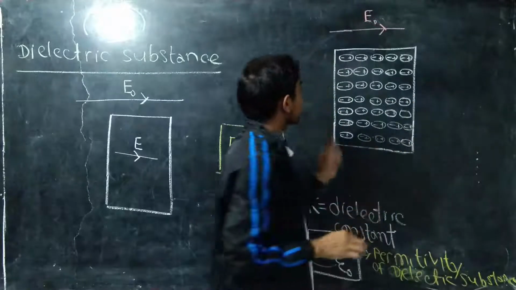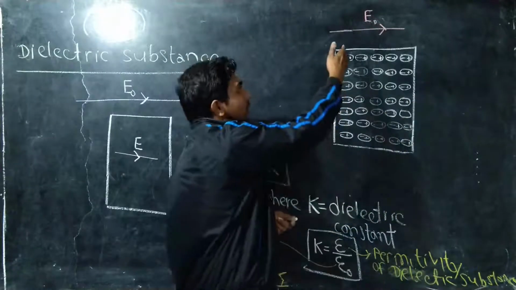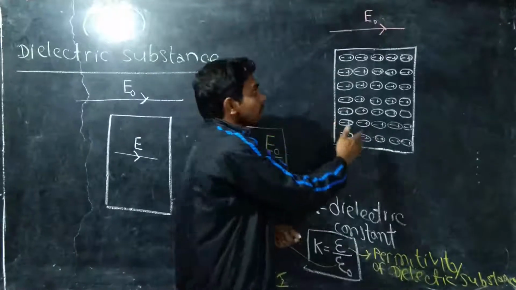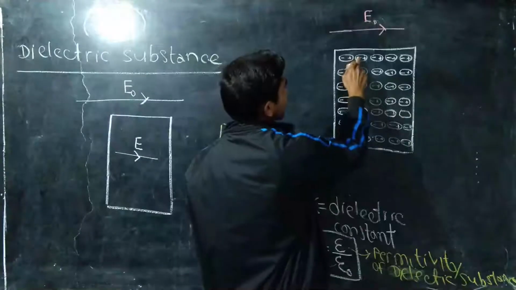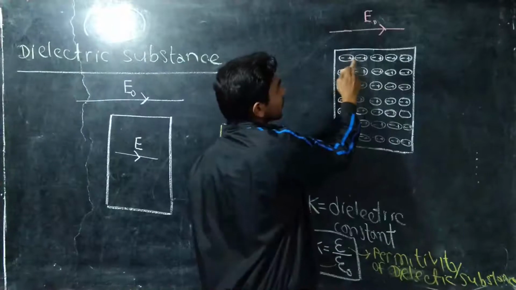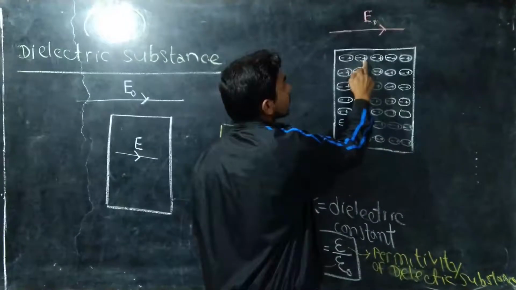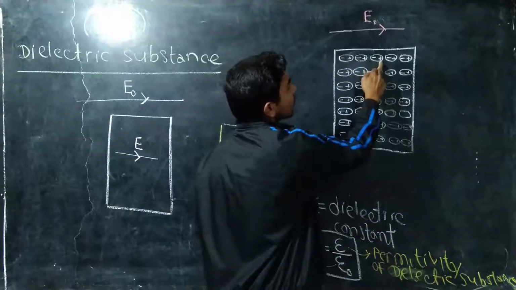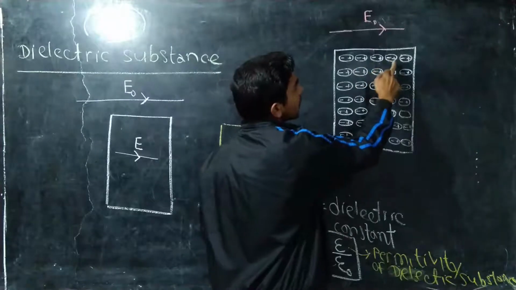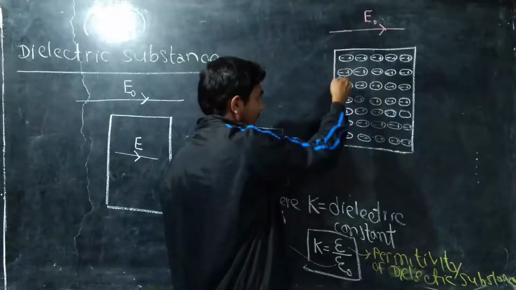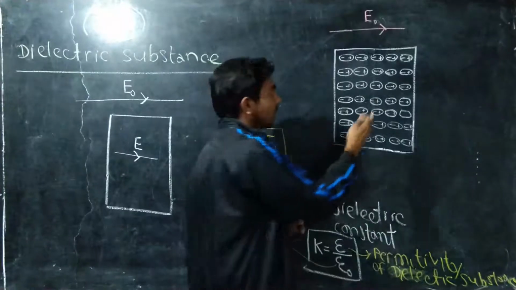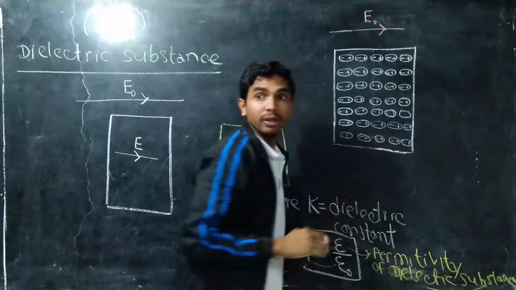Now you can see on this side some negative charge has come, and on this surface some positive charge has come. These two cancel each other, this positive is cancelled by this negative, and so on. But there will be a net negative charge on this side, and a net positive charge on that side.